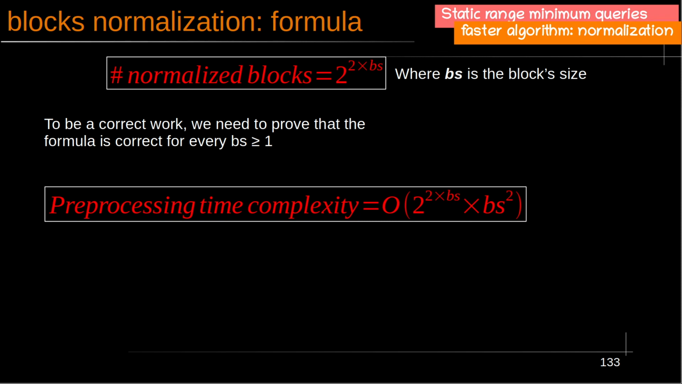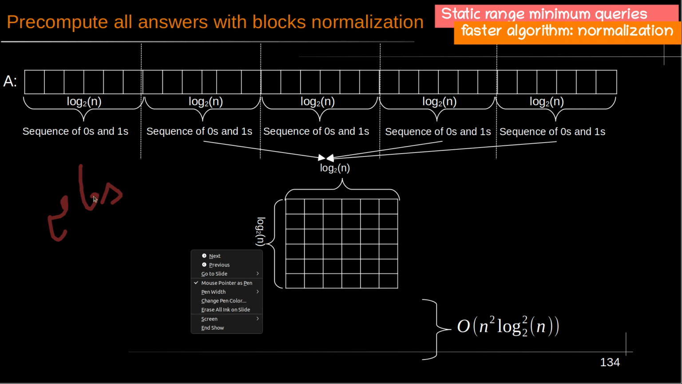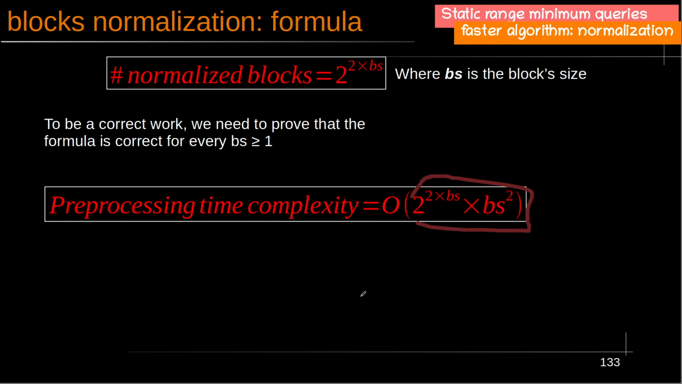So the pre-processing time complexity to pre-compute all the answers of all the blocks, in the worst case, could be big O of 2 power 2 times BS times BS squared. As we have seen in the first place, I will pre-compute all the answers. In the worst case, I will compute all the answers here. If I have 2 power 2 times BS blocks, and the size of each block is log n, times log n. So at the end, I will have this pre-processing time complexity.